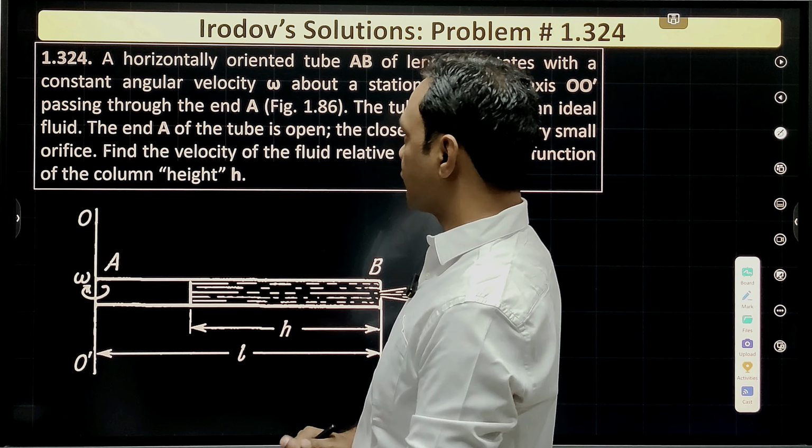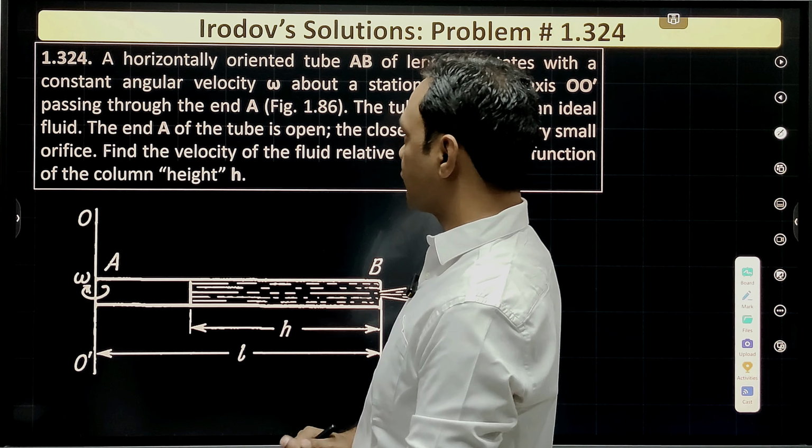So from the left side, force due to pressure would be P dA. From this side, force due to pressure would be P plus dP into dA.